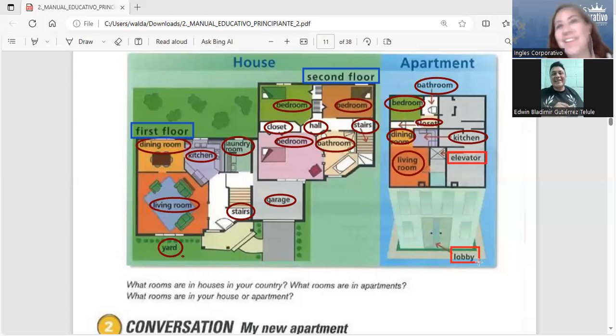A small kitchen. Okay, good. I thought, wow, so he has a pet. Una mascota, dije yo. A small kitchen. Okay.